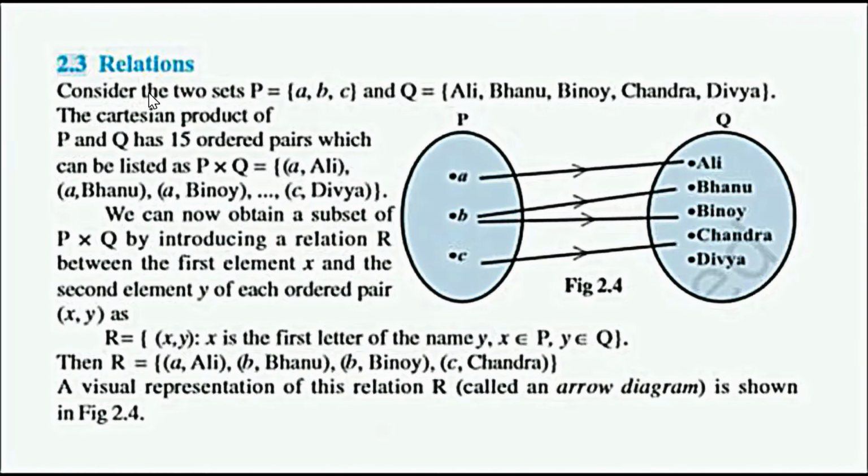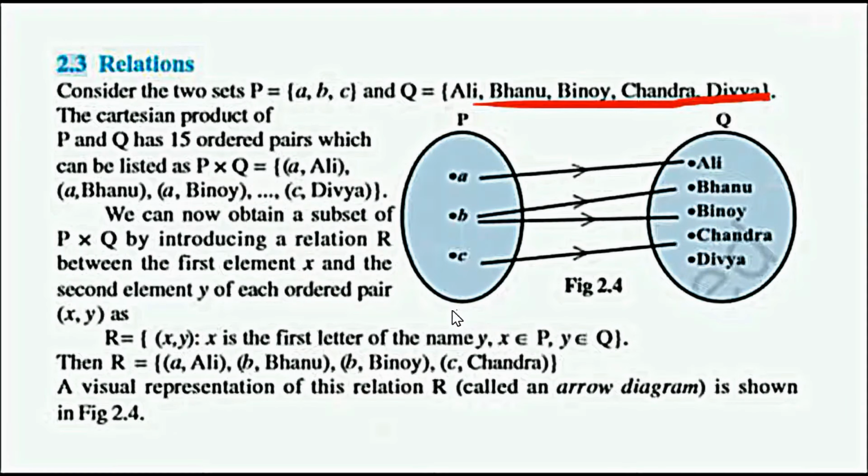So let us formally talk about relations. What do we mean when we say relations? As I indicated earlier also, the relationship between you and your brother is an example of a relation. So just consider two sets. This is A, B, C and this is Ali, Bhanu, Binoy, Chandra and Divya.